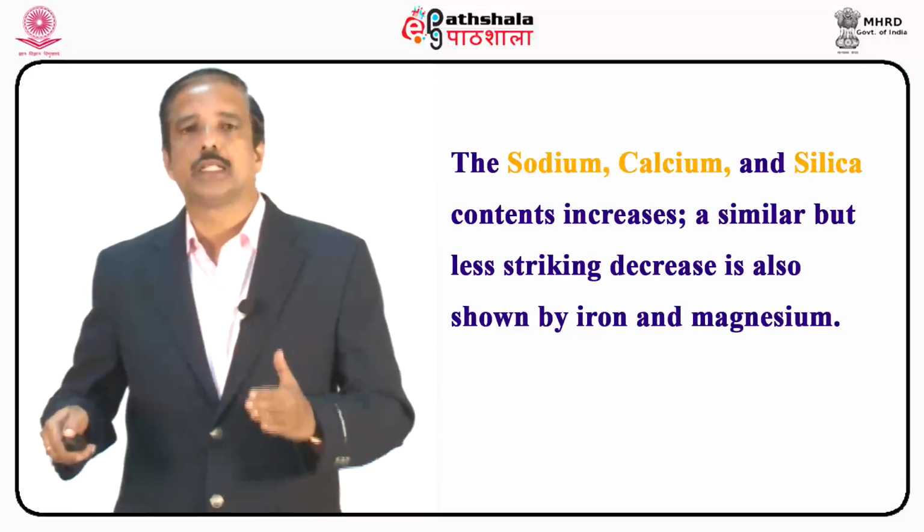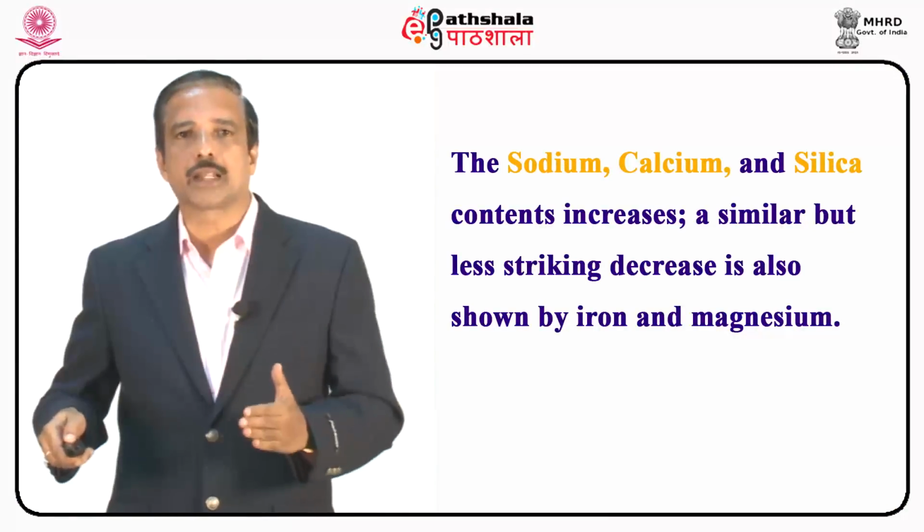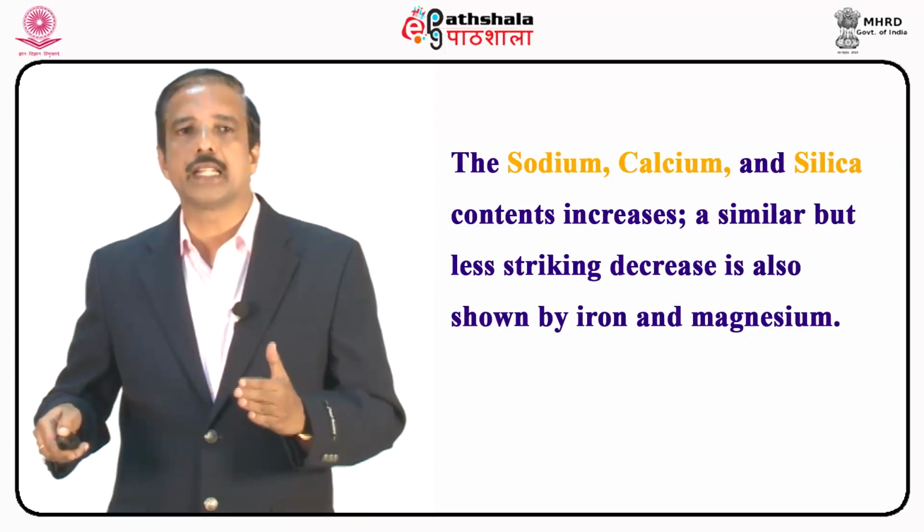The sodium, calcium and silica contents increase. A similar but less striking decrease is also shown by iron and magnesium. These changes reflect the fact that the outermost plagioclase was readily hydrolyzed, releasing silica, calcium and sodium, and that the ferromagnesian minerals were altered to chlorite.